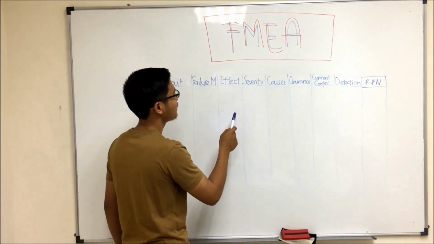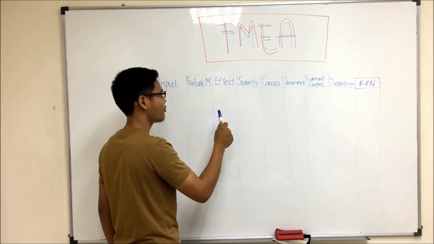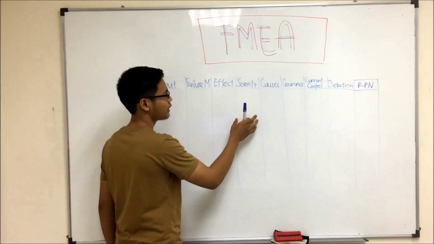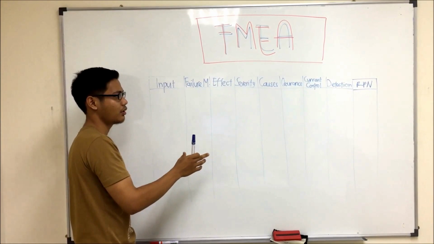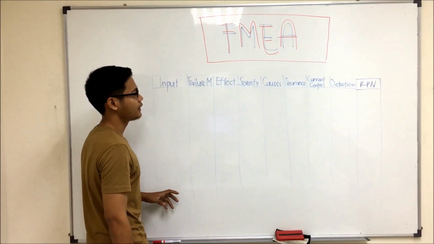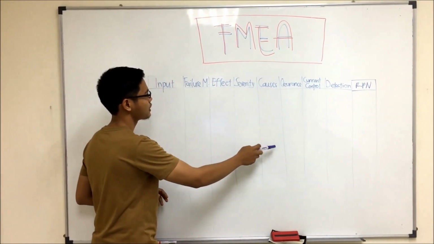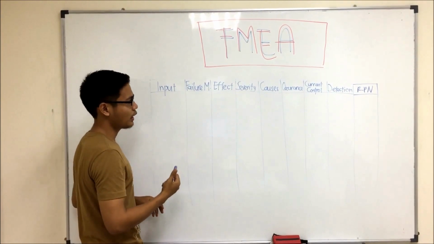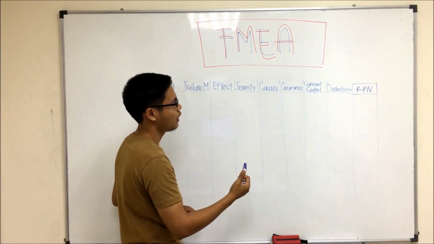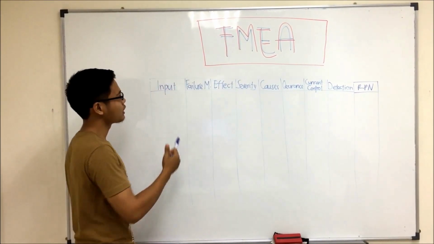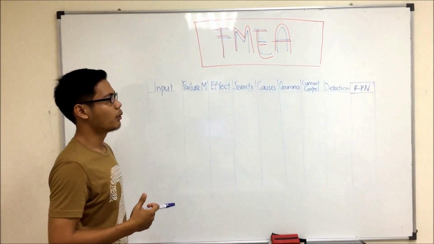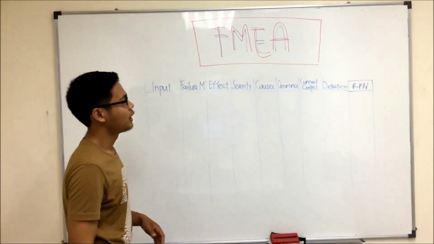The effect is the effect of the failure mode, and severity is how severe the failure is. The higher the rating of the severity, the higher the severity of the failure. And the causes is the causes that cause the failure mode to happen, and the occurrence is the rating of how frequent the failures are. The higher the rating, the more frequent that failure happens.